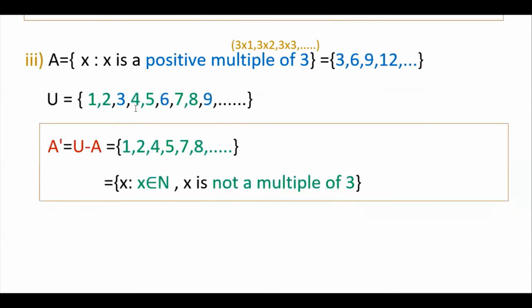If you exclude these numbers, you can see 1, 2, 4, 5, 7, 8, etc. So in the complement of this set, you don't find any multiples of 3. So the complement of this set is equal to 1, 2, 4, 5, 7, 8. You have to exclude the multiples of 3. That you can write like this: x such that x belongs to capital N, because the universal set always contains the natural numbers, and x is not a multiple of 3, because the multiples of 3 are not in the complement set.